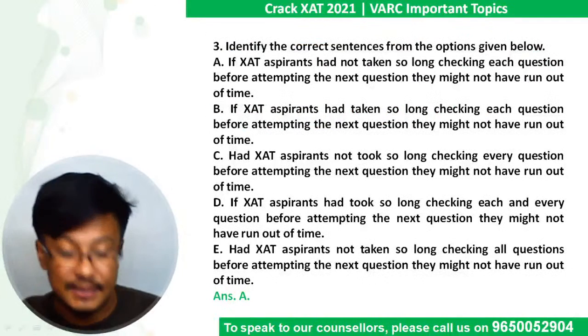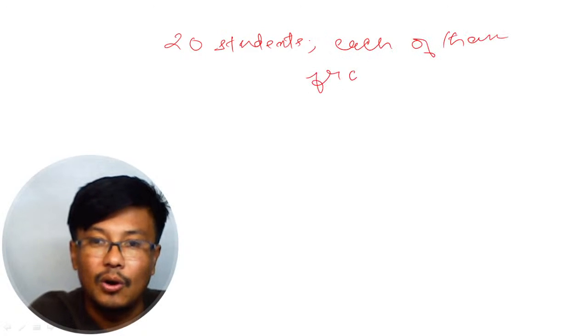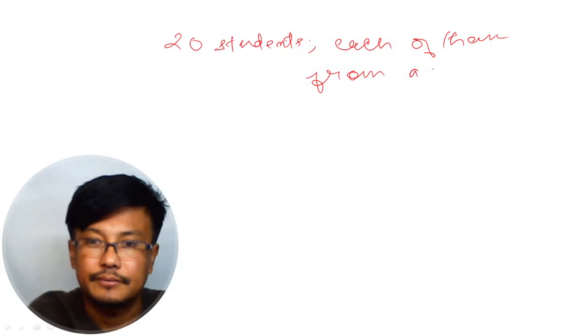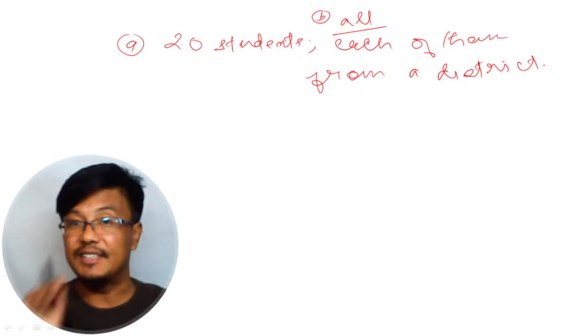Now, the difference is nothing else but the difference between each and all. I'll tell you the difference. If I say there are 20 students, and each of them is from a district, right? In the same sentence, let's call this A. In the same sentence, replace each with all and see the difference. So if I use all instead of each, I will call it B. You will see the difference.